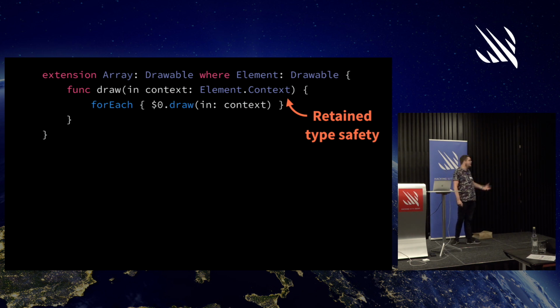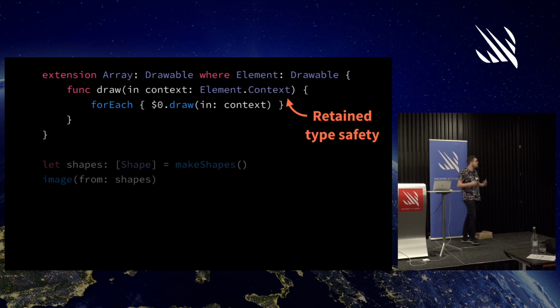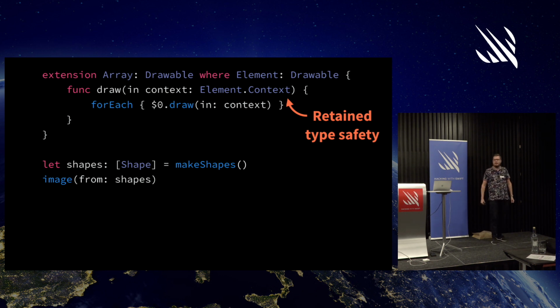But the cool thing is that even though this code here might look a little bit more complex, it's an implementation detail. As the API user, as someone using our code, they don't need to know about these details. They can just create an array of shapes and then just say image from on it and get an image back. It's super, super simple on the top level. And that's really where generics shine.